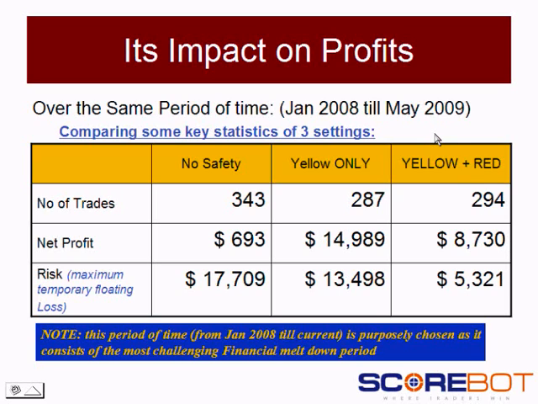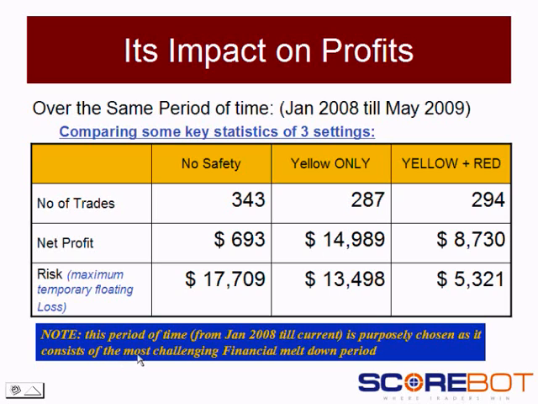Now in the worst case scenario, the maximum drawdown was 5,003 compared to the previous two settings. So therefore, this is a setting that we always encourage for those lower risk profile traders. Take note, this period of time from January 2008 to current is purposely chosen for this comparison because it consists of the most challenging financial meltdown period.